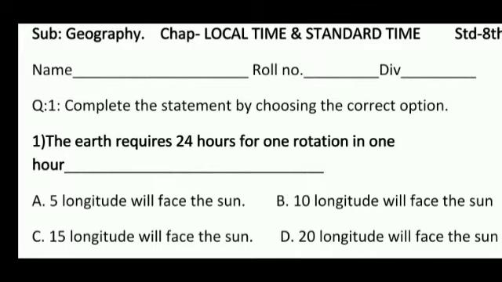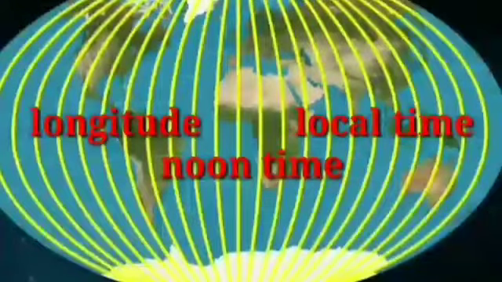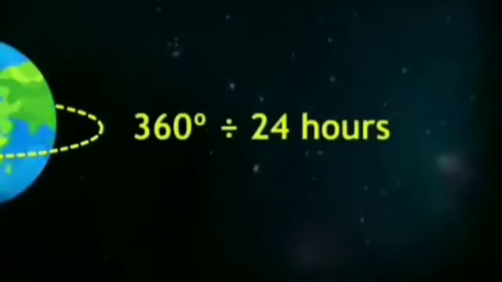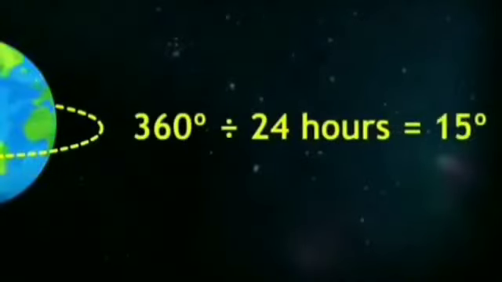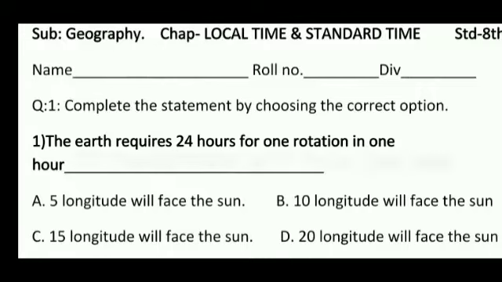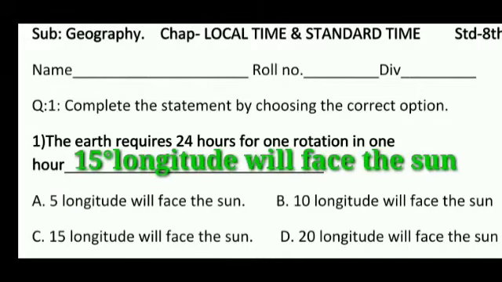Number 1, the earth requires 24 hours to complete one rotation. In 1 hour, dash. Options are 5, 10, 15 or 20 longitude will face the sun. Now see here, as we studied, the earth completes one rotation in a span of 24 hours. That means the earth turns 360 degrees in 24 hours. We understand now the earth rotates 15 degrees in 1 hour. So, our answer will be 15 longitude will face the sun in 1 hour.